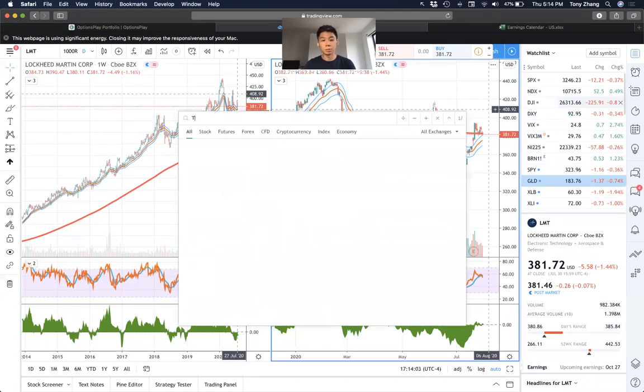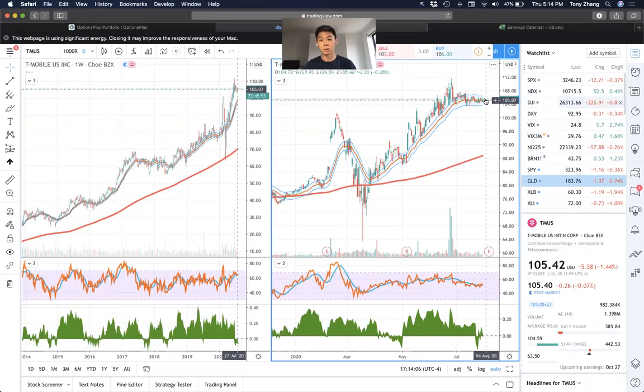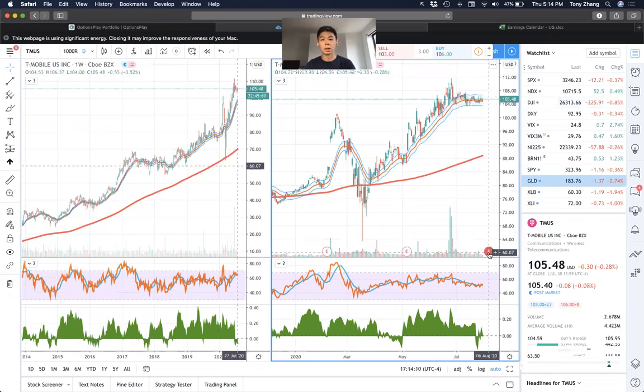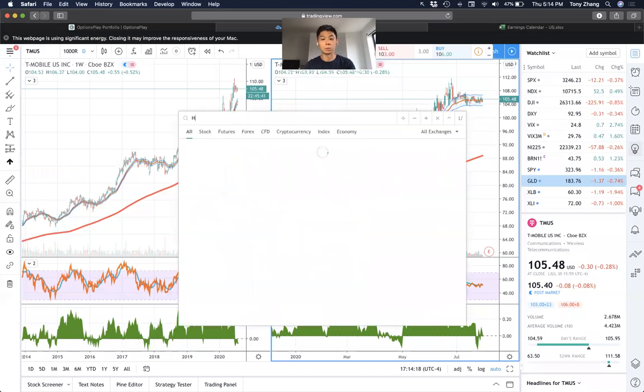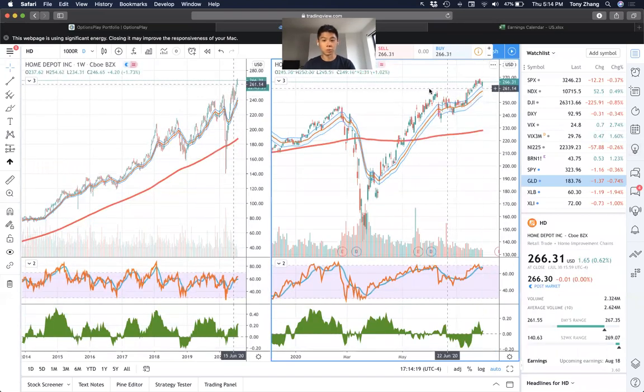T-Mobile, we're still in that T-Mobile trade. I still like this particular stock. It is consolidating. I'm looking for that breakout here on earnings, so I'm still holding on to that. I think I've covered a lot of these. I've talked about GLD, AMD, Home Depot. Home Depot continues to be just a really strong performer, breaking above that 260 level, looking like it's going to continue moving higher here.